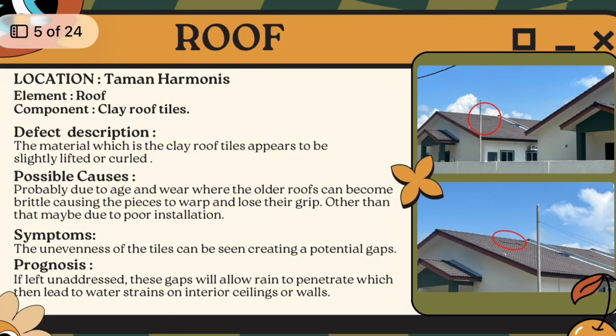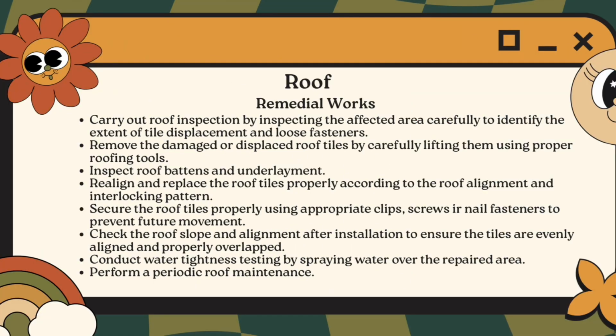The prognosis is, if left unaddressed, these gaps will allow rain to penetrate, which then leads to water stains on interior ceilings or walls. The remedial works are: remove the damaged or displaced roof tiles by carefully lifting them using proper roofing tools, inspect roof battens and underlayment, conduct water tightness testing by spraying water over the repaired area, and perform periodic roof maintenance.